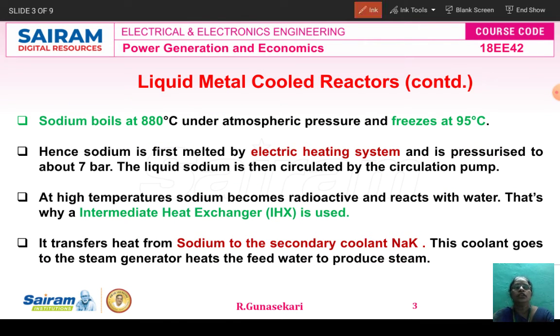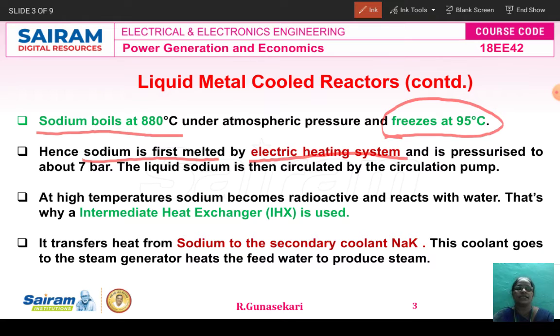Sodium boils at 880 degrees centigrade under atmospheric pressure. It freezes at 95 degrees centigrade. First, the sodium is melted by the electric heating system. Then it is pressurized to about 7 bars. Then the liquid sodium is circulated by the circulating pump.